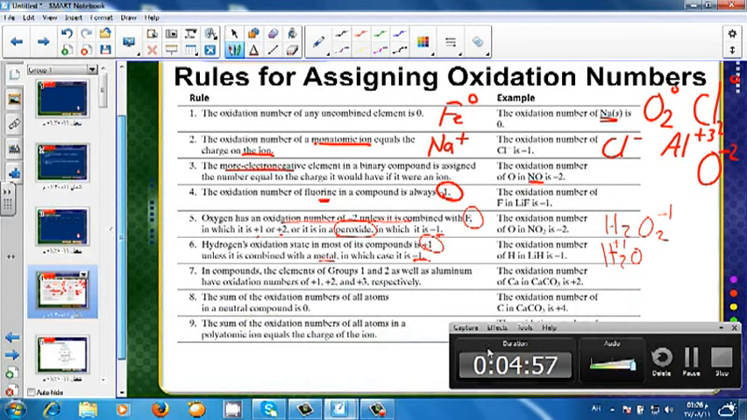In compounds, the elements of groups 1 and 2, as well as aluminum, take the oxidation number of their group. That means any element of group 1 takes an oxidation number of +1, group 2 takes +2, and group 13, like aluminum, takes +3. But what about the transition metals? Transition metals vary in their oxidation numbers, from +1, +2, +3. So we can calculate it generally while answering.